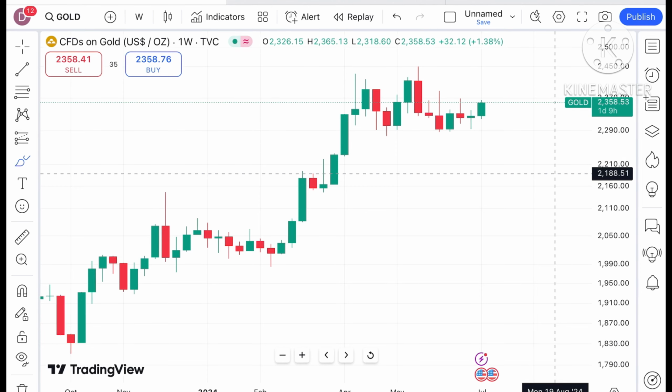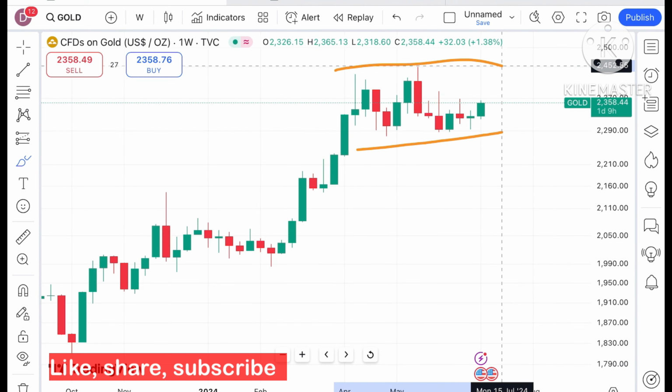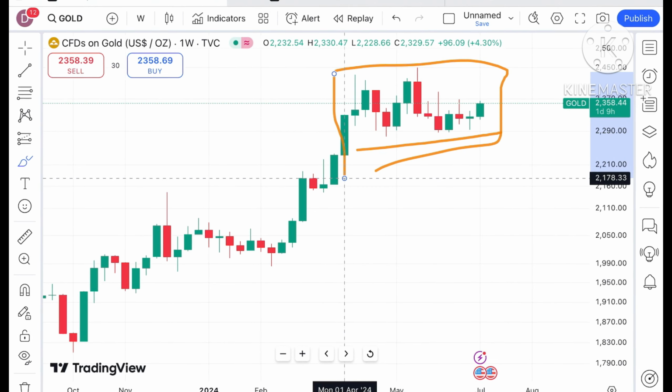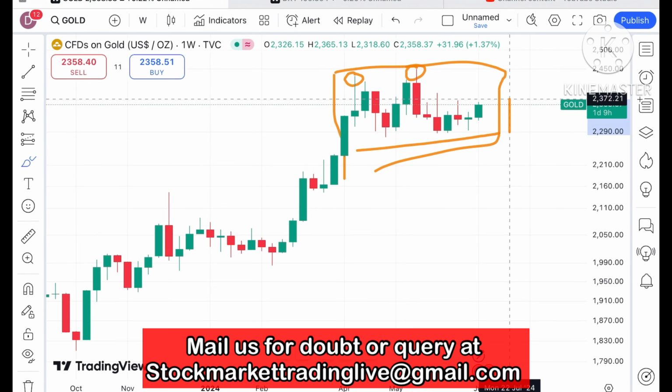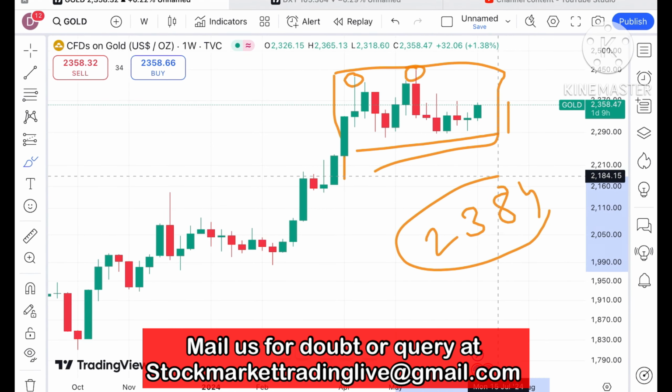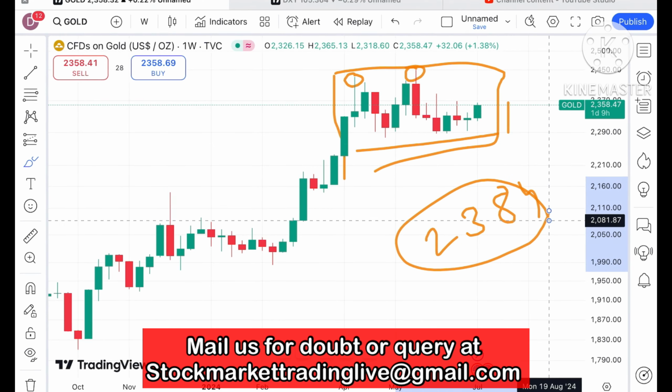See, if you look at the chart of gold, what we have seen is gold is moving in this particular range. The importance of this range, you have to understand: the first high is there, after that the second high. If it sustains above a level of around 2,384 dollars, then there is a probability that it will move out of this zone, which has been holding for 5 weeks.